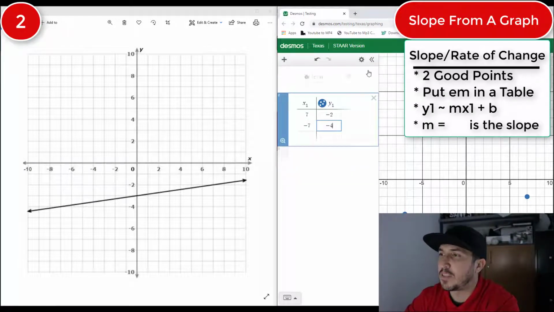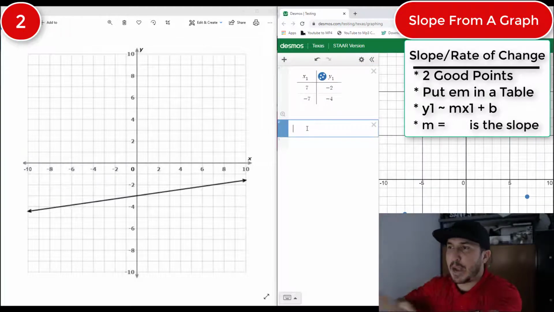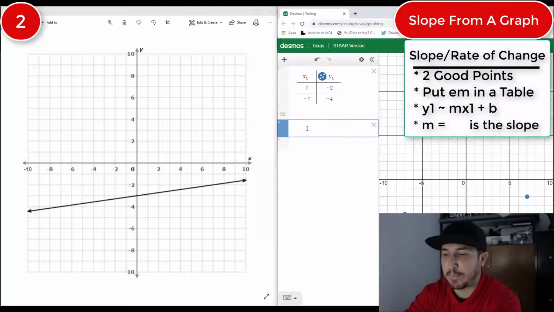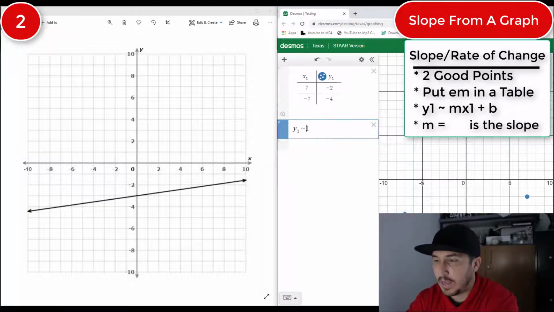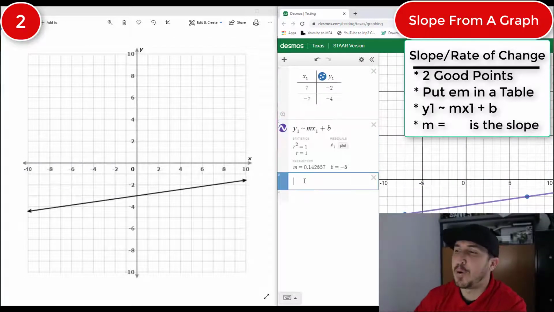I can erase these other points. I don't need them anymore. Now it's time. I've got the bullets there. Now I got to make it happen. Everything's loaded. Let's type in the equation to make this stuff happen. So I go y1 squiggly m x1 plus b. Now that we typed it in, boom, the answers are out.